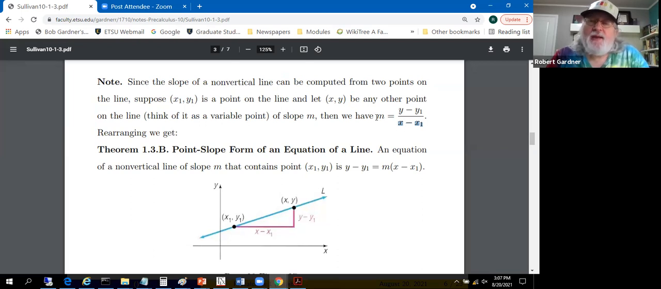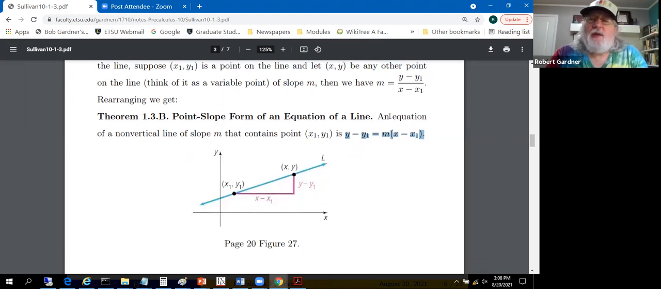Multiply both sides by that, we'd get y minus y1. This would move to the other side. Then we'd have m times x minus x1. That would simplify down to this. And that's, I guess, our first form of a line. It's called point slope form. Point slope form for the equation of a non-vertical line is the following. An equation of a non-vertical line of slope m that contains point x1, y1 is exactly this. Why does that work? Because of that algebra.